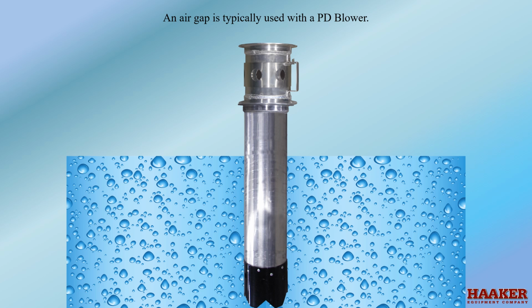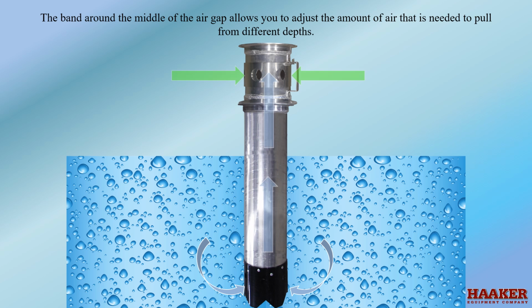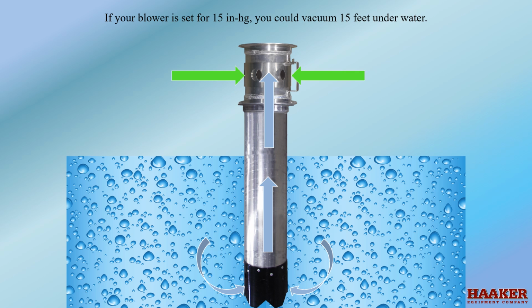An air gap is typically used with a PD blower. Longer vacuum tube can be used for deeper pulls. The band around the middle of the air gap allows you to adjust the amount of air that is needed to pull from different depths. If your blower is set for 15 inches, you could vacuum 15 feet underwater.